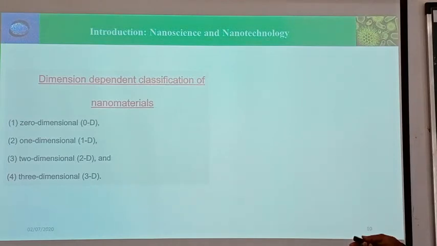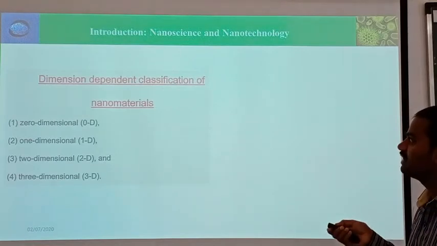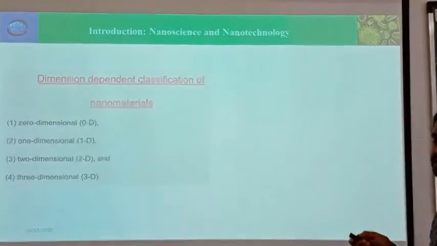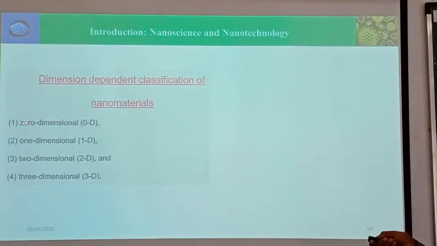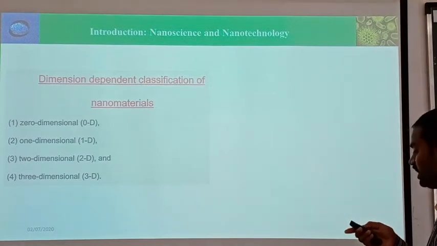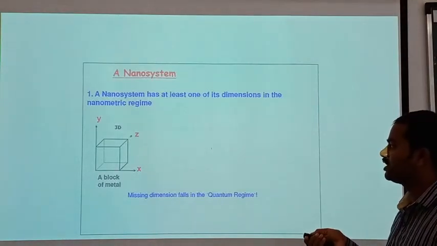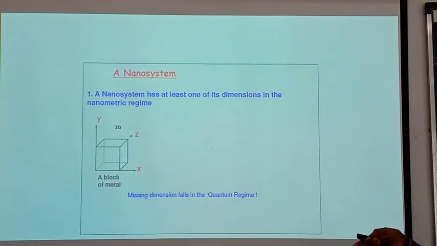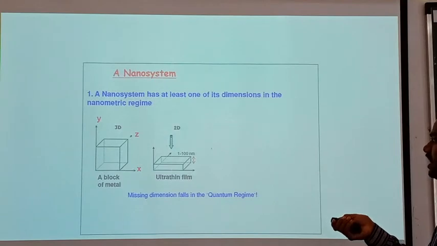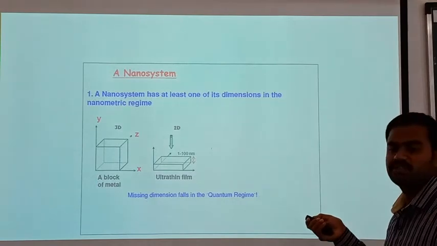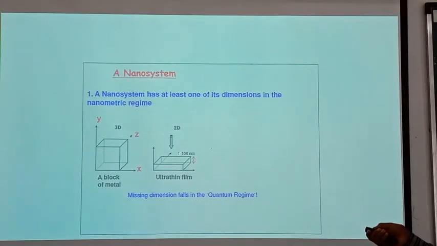scale. So before going to details, we first have to see what is dimensionally distinguished between these materials, nanometric materials like zero-dimensional, one-dimensional, two-dimensional, three-dimensional. What is the dimensional distinction between these materials, or the classification of nanomaterials? As we have already seen, if you consider a block of metal having x, y, z coordinates, it is a three-dimensional object, so we can call it three-dimensional. When you cut one dimension down to the nanometric scale, then it becomes a 2D material because one dimension is in the range of 0 to 100 nanometers. We are considering the thickness of that film.